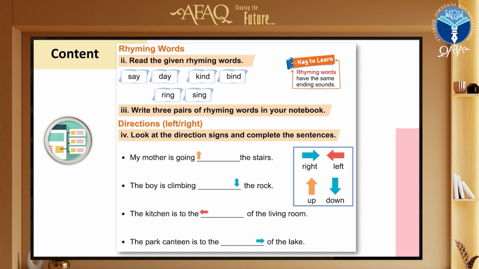Write 3 pairs of rhyming words in your notebook. Now what you are supposed to do in your notebook, you are going to revise rhyming words and you are going to write 3 pairs, any pairs that come to your mind.